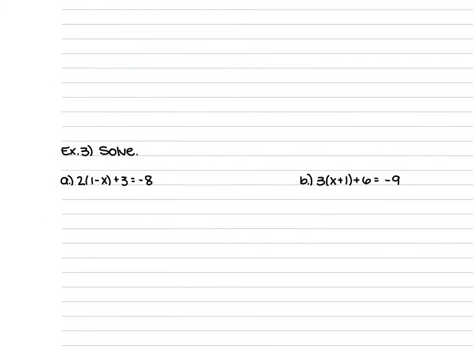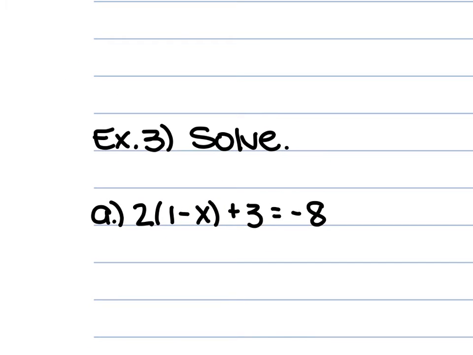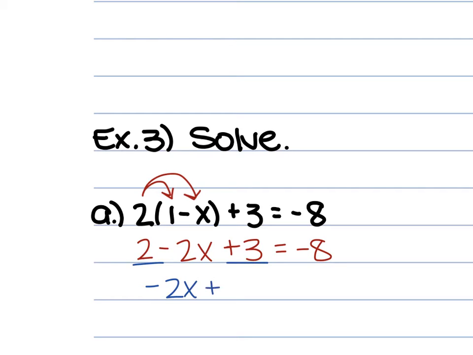For example 3, we are just solving these. So a is equal to 2 times 1 minus x plus 3 is equal to negative 8. We distribute that 2, so it's 2 minus 2x plus 3 is equal to negative 8. We are going to combine those like terms of the 2 and the 3 to give us negative 2x plus 5 is equal to negative 8.